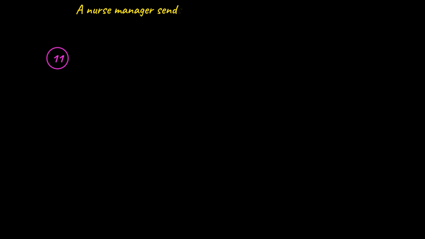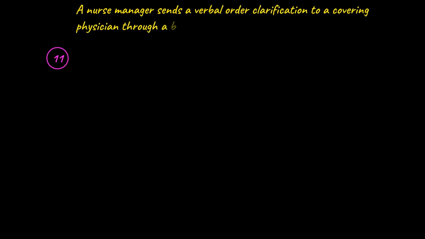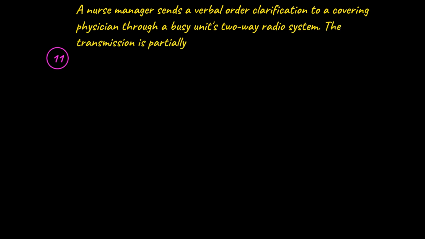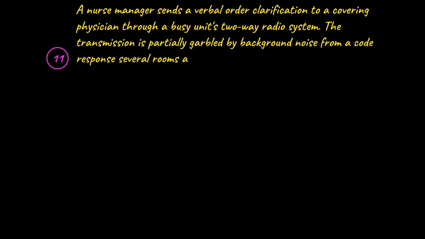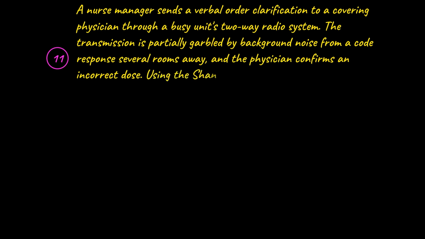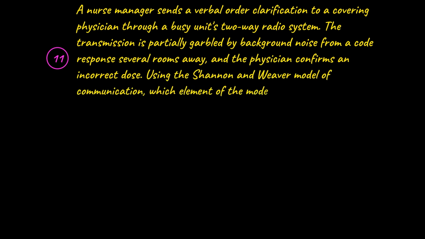Question 11. A nurse manager sends a verbal order clarification to a covering physician through a busy unit's two-way radio system. The transmission is partially garbled by background noise from a code response several rooms away, and the physician confirms an incorrect dose. Using the Shannon and Weaver model of communication, which element of the model best explains the breakdown?